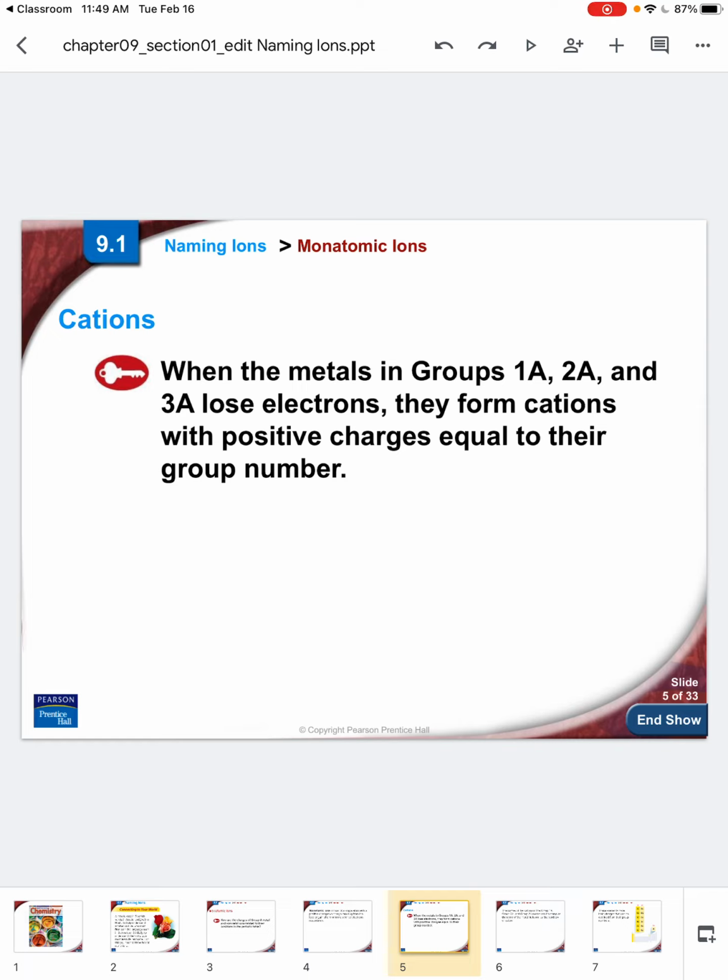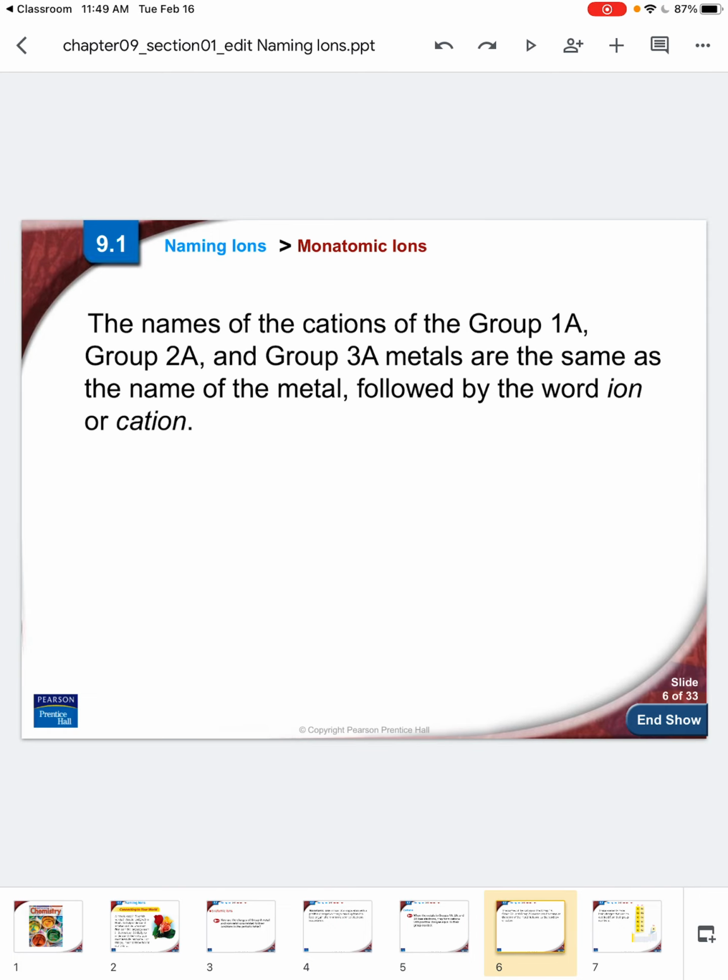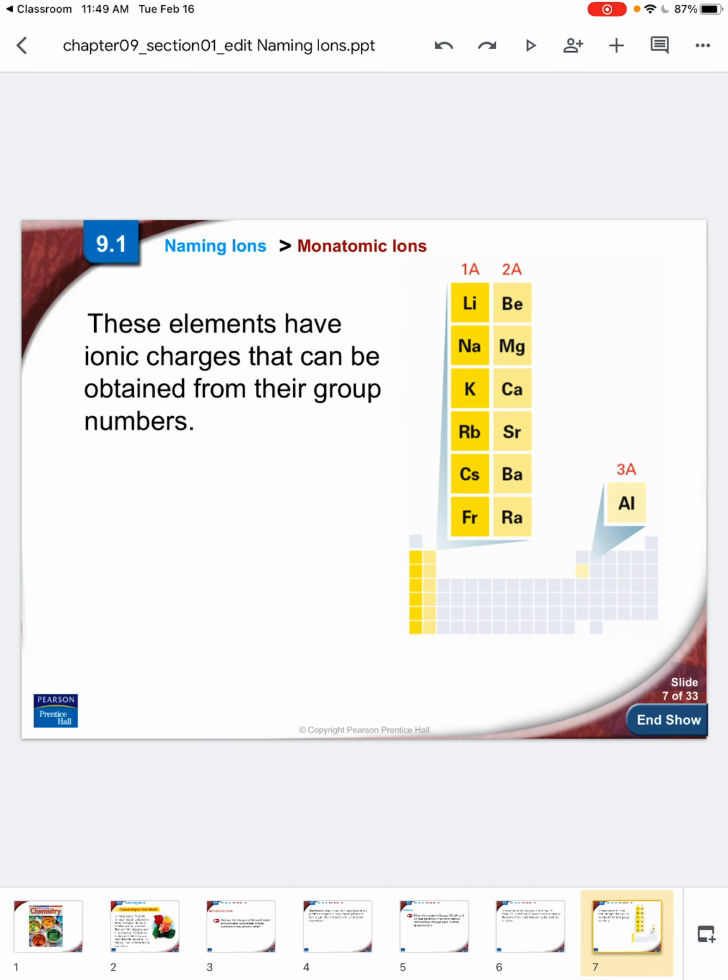These cations, positively charged ions, for groups 1, 2, and 3, you'll notice that their charge equals the group number. And all we do is add the word ion or cation to them. So we'll say a potassium ion, or an aluminum ion, or an aluminum cation, or a calcium ion. We just add the word ion to it to indicate they are positively charged cations. And because we can quickly use the periodic table to deduce what group they're in, we also know their charge, because their charge equals the group number.